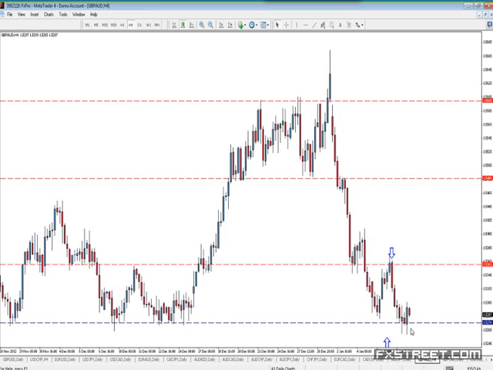Now it's starting to look like it may find support here. And look where all the support was back here. So if it can trade higher than the high, if it trades above 1.5308, then it's probably going to go all the way up to 1.5360 again.